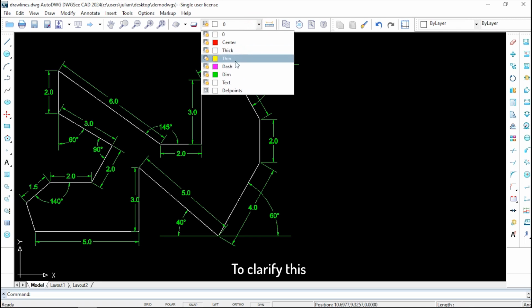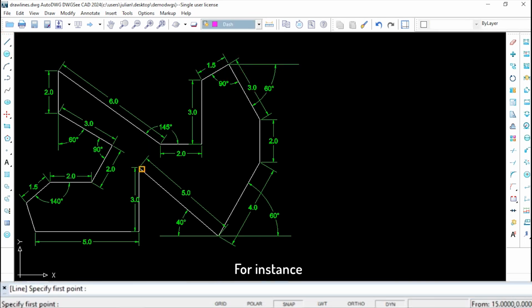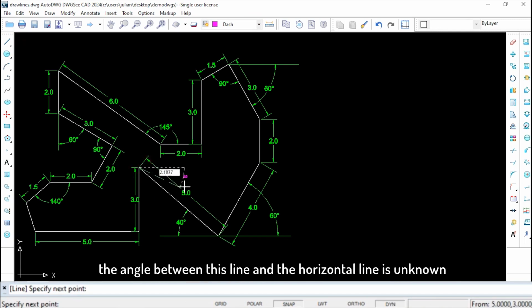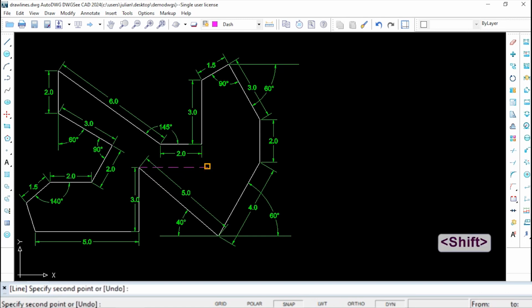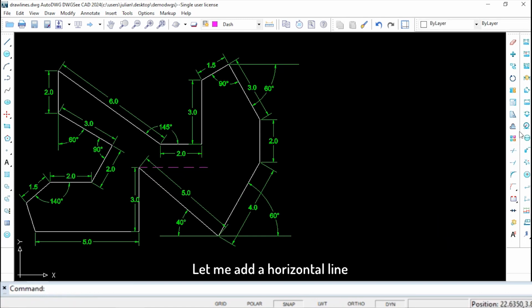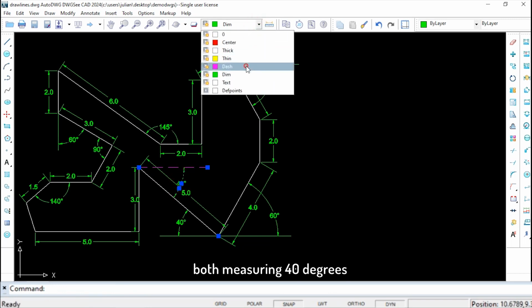To clarify this, let's switch to a magenta-colored layer and explain. For instance, if I draw like this, the angle between this line and the horizontal line is unknown. But it's straightforward to find out. Let me add a horizontal line. Clearly, this angle and the marked 40 degrees on the drawing are interior angles of parallel lines, both measuring 40 degrees.